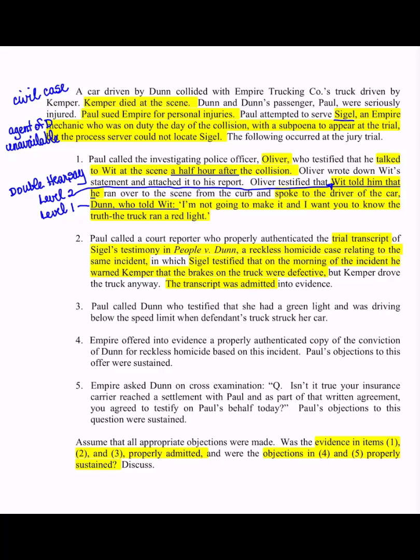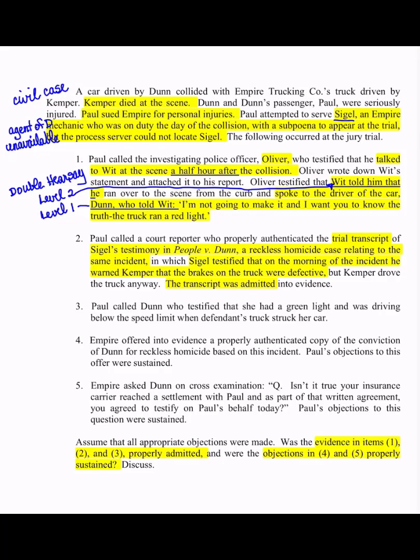What about statement by a party's agent? Take a look at the elements and you'll see that it works. He was an agent of Empire. He was talking about brakes, which is within the scope of his duty. He was on duty during that time. So that one will work as an exemption to the hearsay rule. So it can be admitted for its truth. But even if it couldn't be, look at effect on the listener. Couldn't it be admitted to show that Kemper had notice?